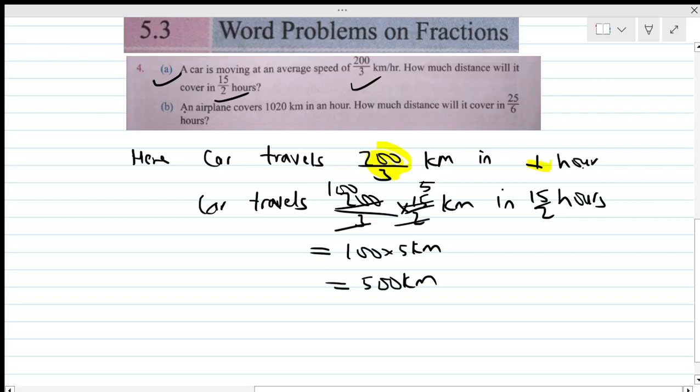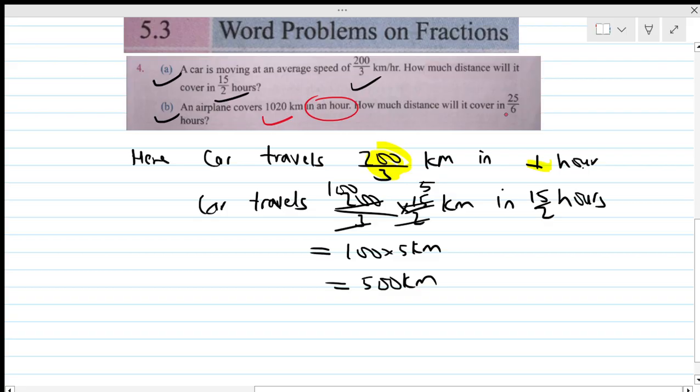And now let's see what is in here. B. So here it said what? An aeroplane covers 1020 kilometers in an hour. So in 1 hour it travels 1020 kilometers. So the question is how much distance will it cover in 25 by 6 hours? So it's very same. So in 1 hour it travels 1020 kilometers, it is said.